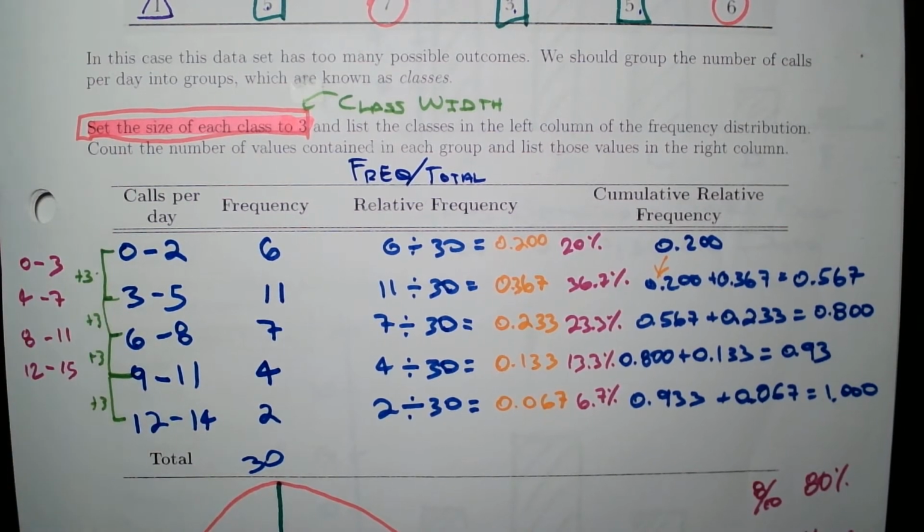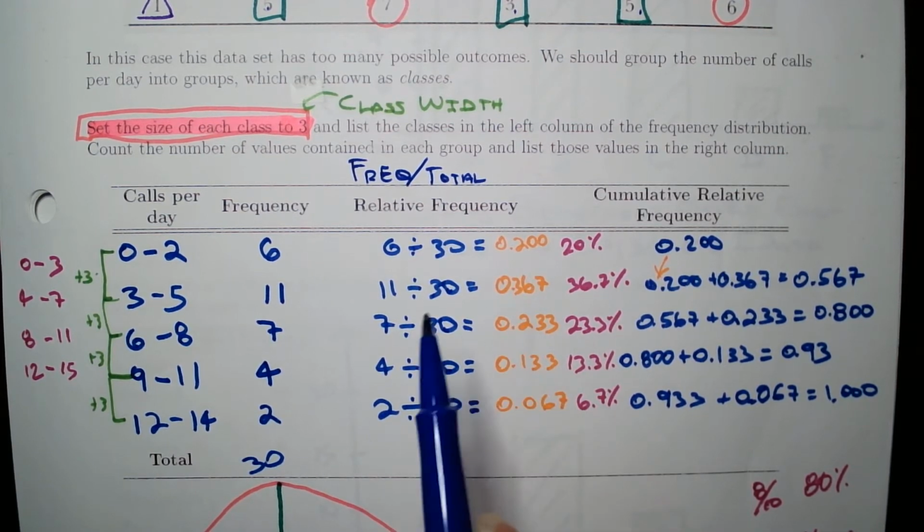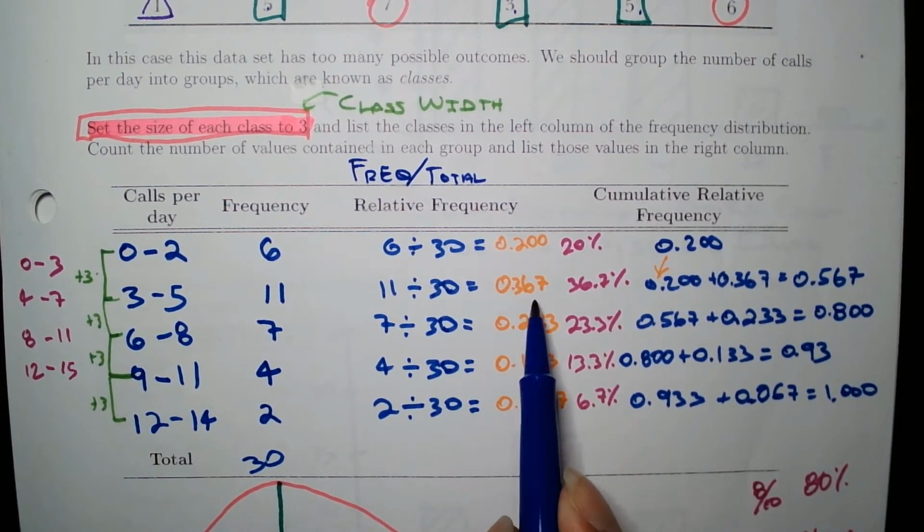Okay. And then, well, 6 divided by 30. In this case, the total is 30. Well, they're telling us in the problem, and we list it here as well. 6 divided by 30 should get 0.200. 11 divided by 30, 0.367.